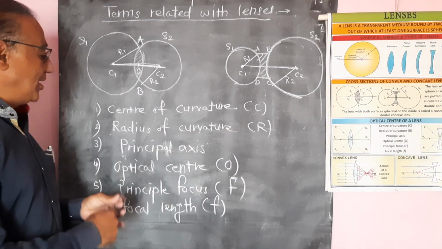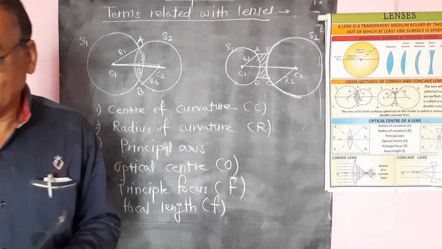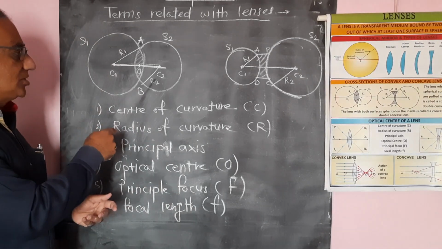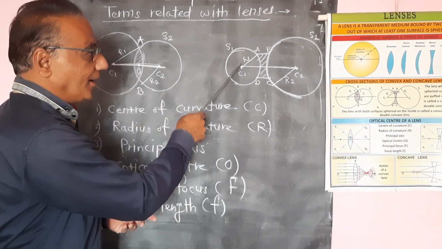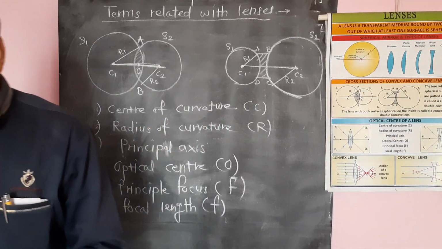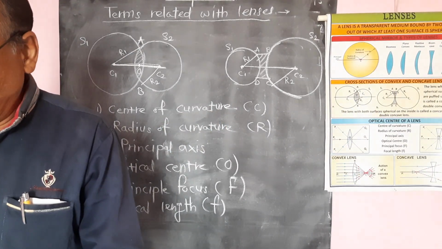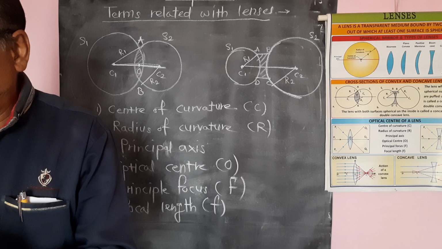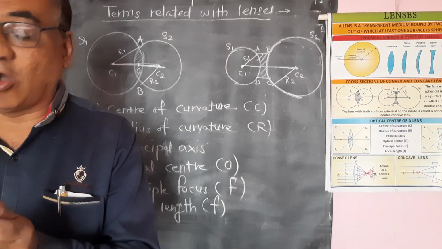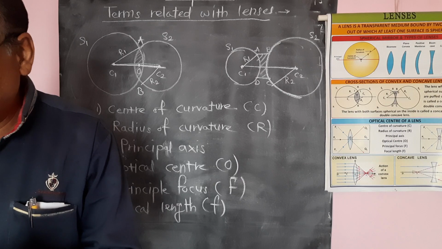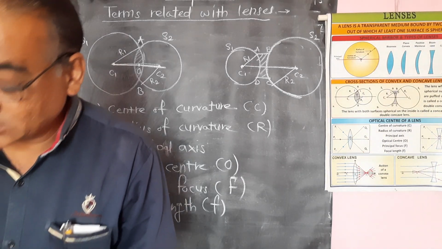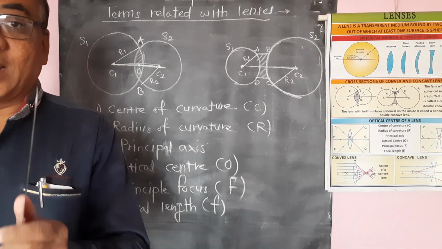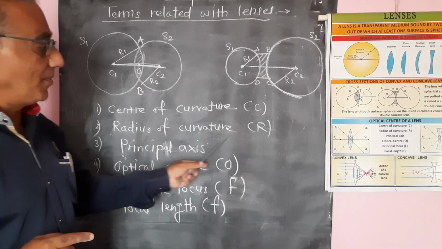Now let us turn toward the next term, radius of curvature. Now, these are the radii R1 and R2. The radii R1 and R2 of the spheres whose parts form the surfaces of the lenses are called radii of curvature, and which is denoted by letter R.